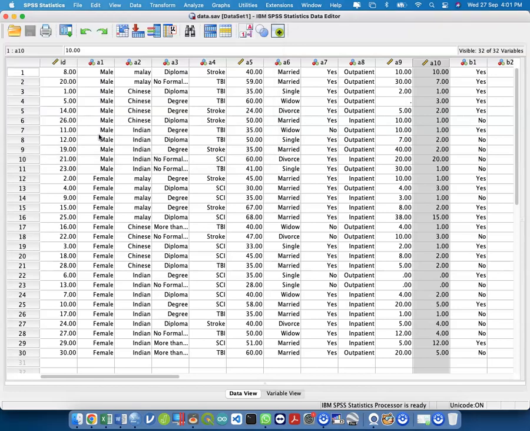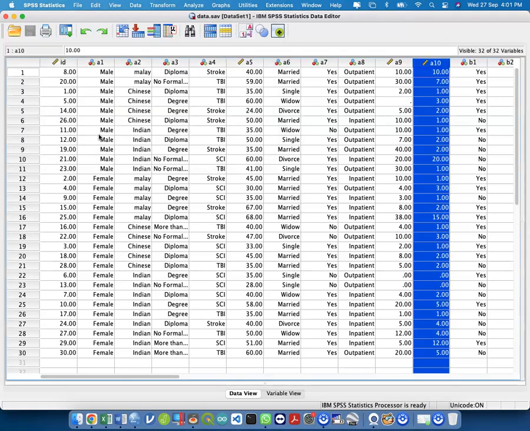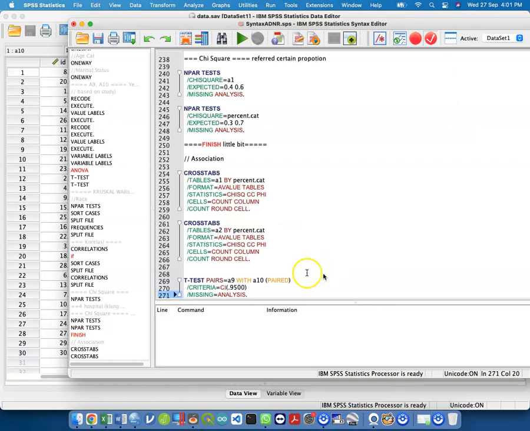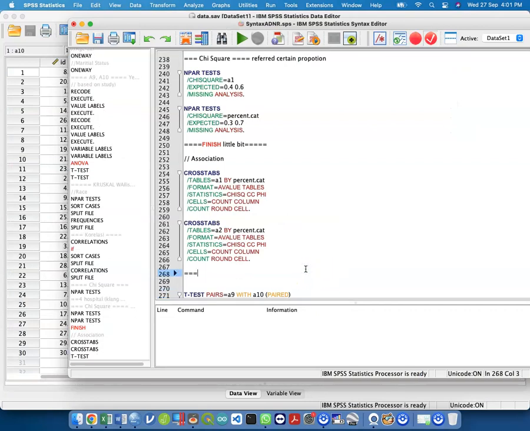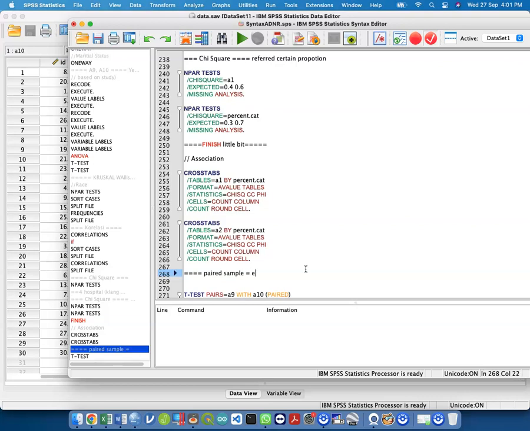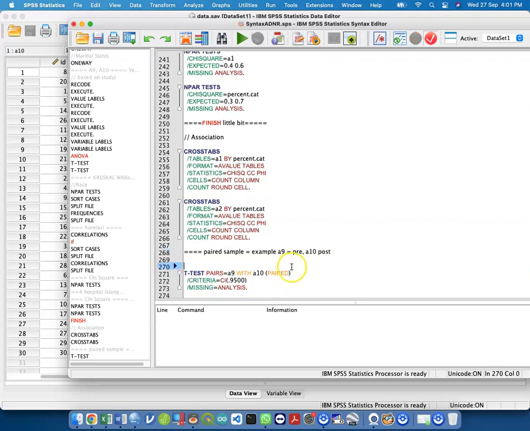This is only an example sebab kita tak ada data pre and post benar. So saya nak simulate sahaja kepada tuan-tuan dan puan-puan. So I'm going to declare and give some disclaimer over here. Paired sample example A9 is considered pre and then A10 is considered post. Okay. So the t-test will be as follows.